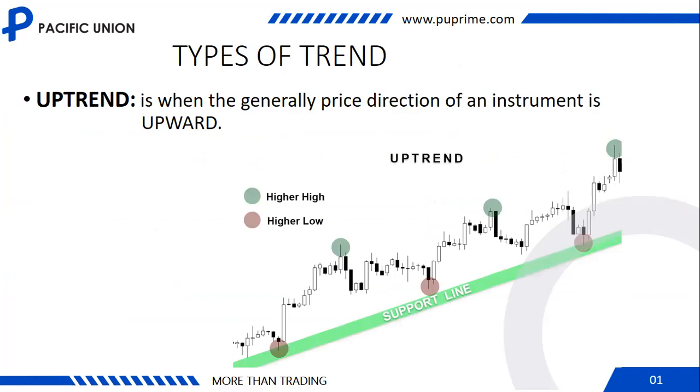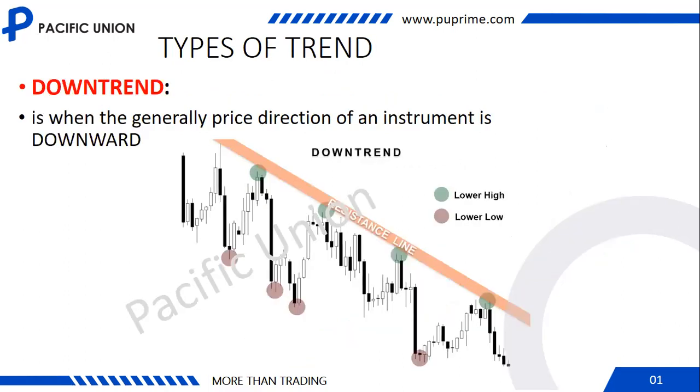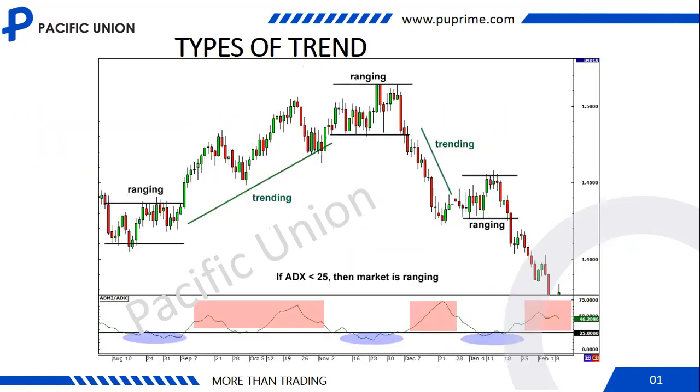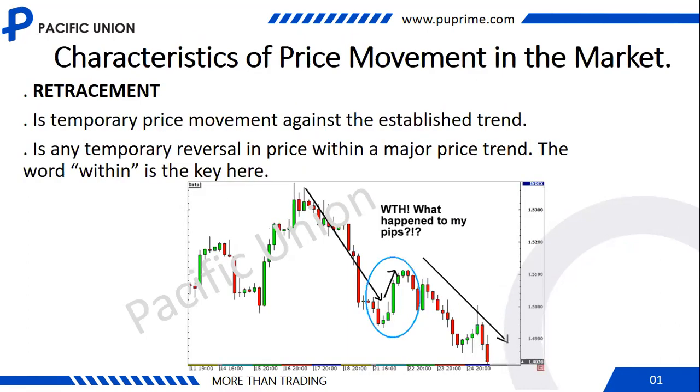And I said that during an uptrend, all you need to do is keep buying. And in a downtrend, all you need to do is keep selling. A downtrend has a series of lower highs and lower lows. So these are the definitions of a downtrend.